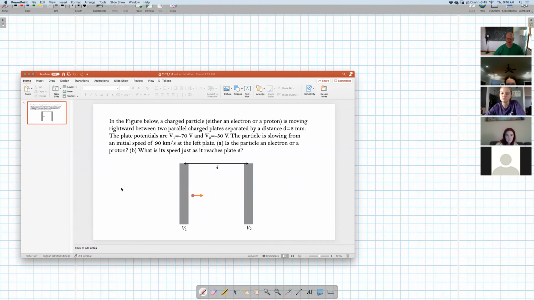Now, as long as I know changes of potential, I can use that in conservation of energy. But there's more reasons why I actually care about potential energy or potential, and that's because it's directly related to the electric field. So let's talk about the relationship to the electric field.